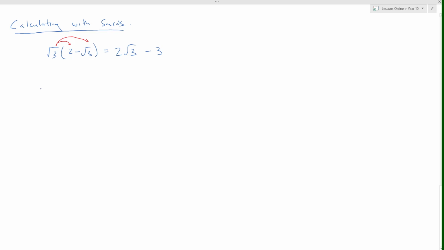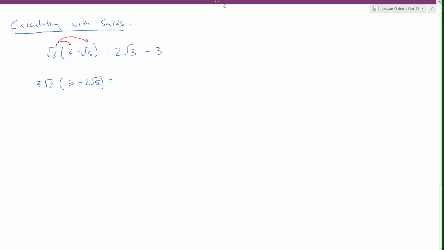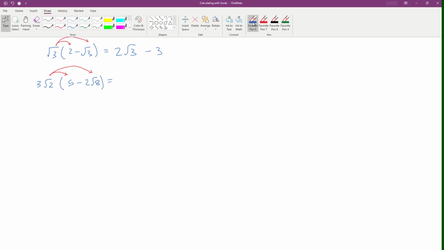Let's try another one, a bit more challenging. We've got 3 root 2, brackets 5 minus 2 root 8. So as before, we're expanding the brackets. So everything outside the brackets times everything in the brackets. So 3 root 2 first off times 5, and then 3 root 2 times minus 2 root 8. Always be careful with the negative term.